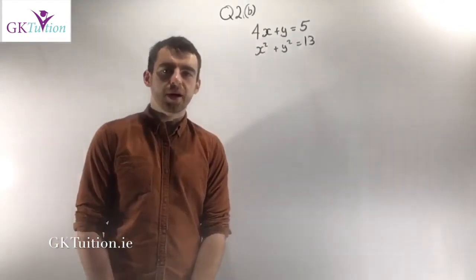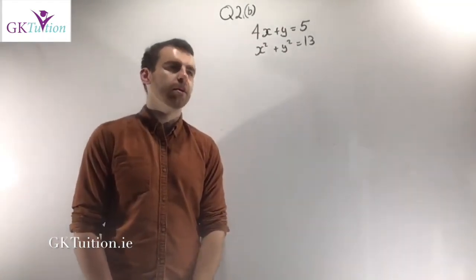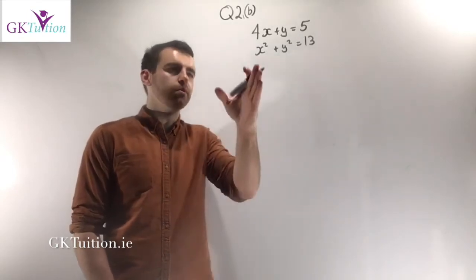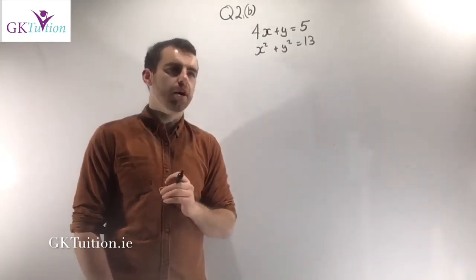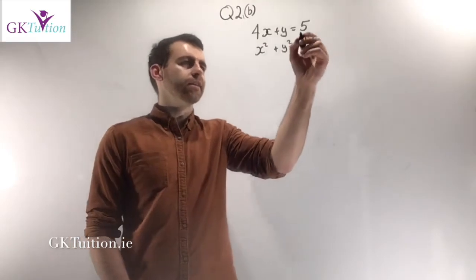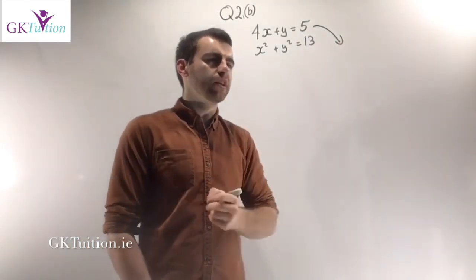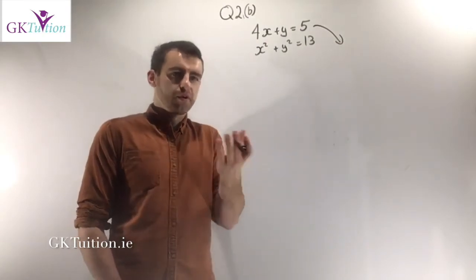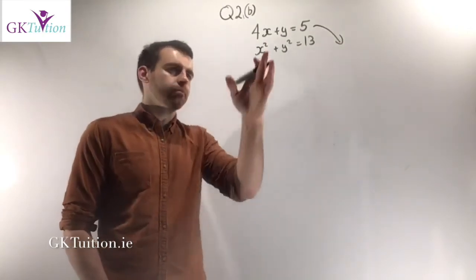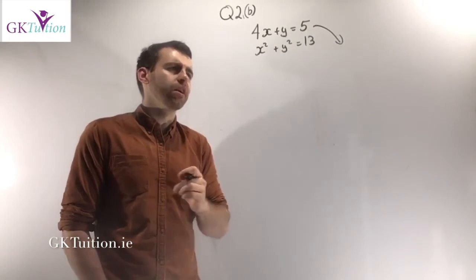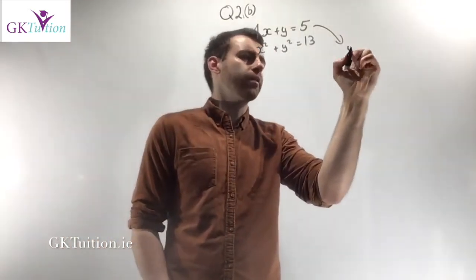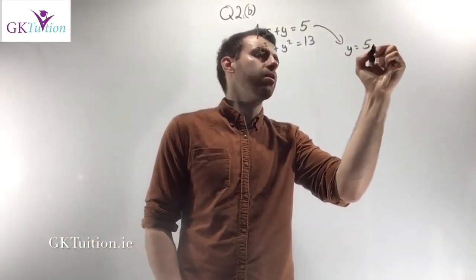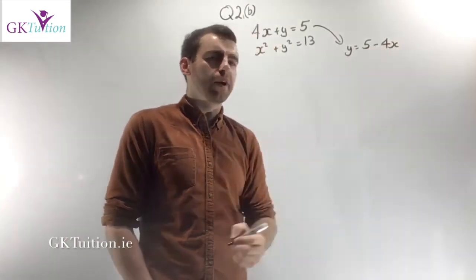In part B, we were asked to solve a simultaneous equation, except it's a more difficult one than usual because there's an x squared and a y squared. So what I need to do is take the simple equation and isolate one of the letters. The easiest letter to isolate is y, because there's no number, it's a 1 in front of it. If I took this equation and I wanted to isolate the y, I would simply subtract 4x from both sides. And I could say that y is equal to 5 minus 4x.